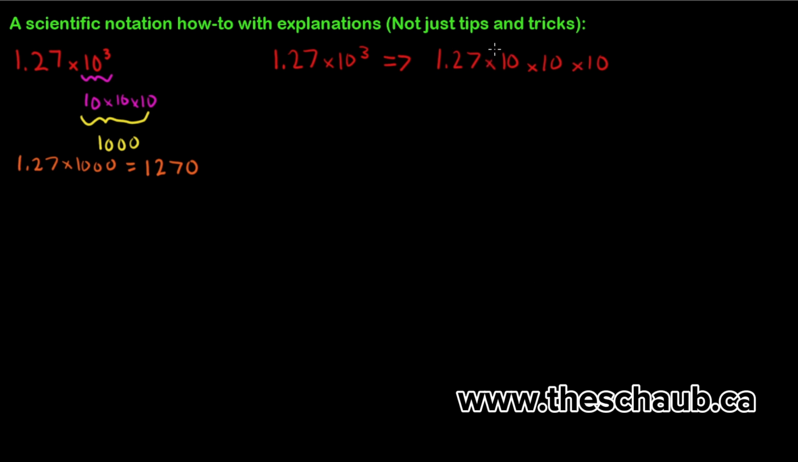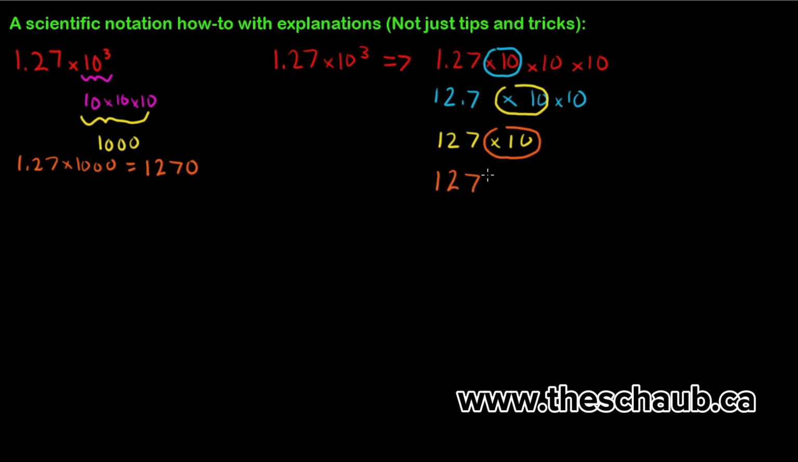So if we go one at a time here and multiply by the first 10, we end up with 12.7 multiplied by 10 multiplied by 10. Multiplying by this second 10, we end up with 127 multiplied by our remaining 10. And finally, multiplying by our last 10, we end up with 1,270 again. Whenever we have a positive exponent, we've taken tens out, so our final answer is bigger than the value we have in scientific notation.